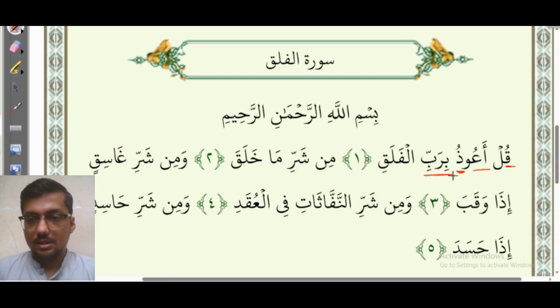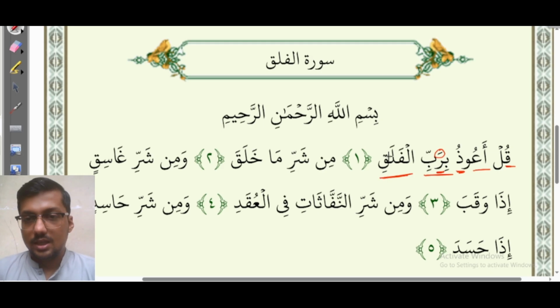Next word, birabbil. In this word, we have the letter Ra with a fatha sign. It means Ra will be read with a heavy voice because of the fatha sign. So how to read? Birabbil, not birabbil. Okay, it's birabbil.